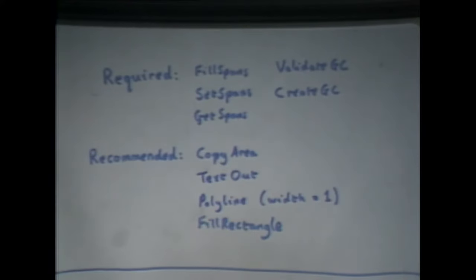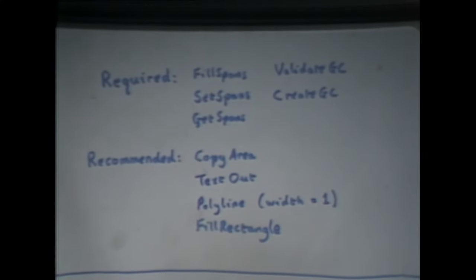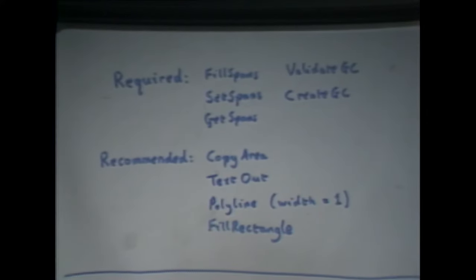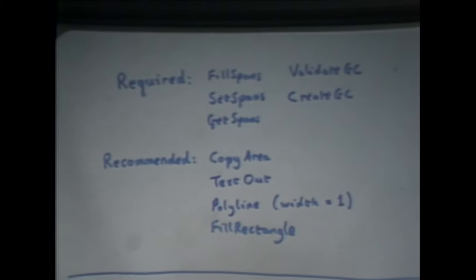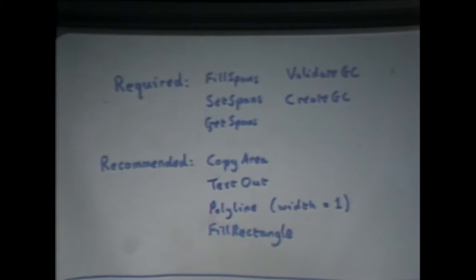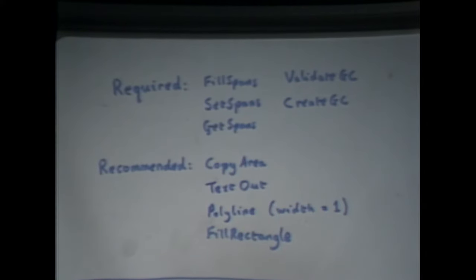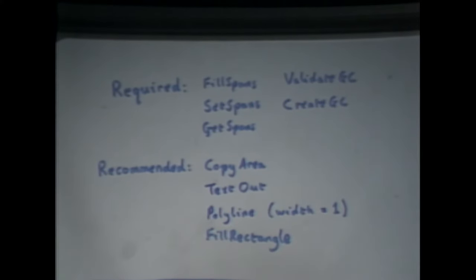Set spans is like fill spans, but a little different. It takes a list of scan lines and a list of full pixel values to put in it. That would be used, for example, in a copy area routine where we've used get spans to read an entire scan line so we have full pixel values, not just some algorithmic pattern to put in.